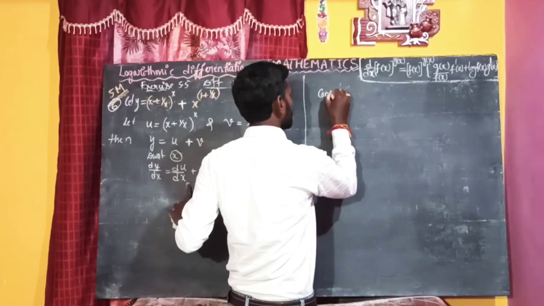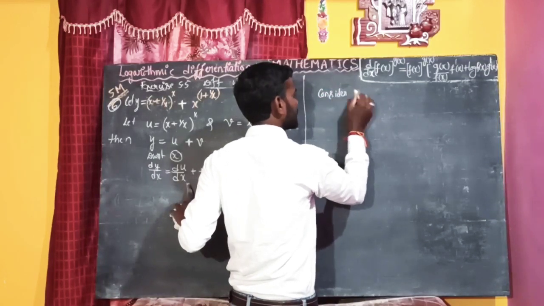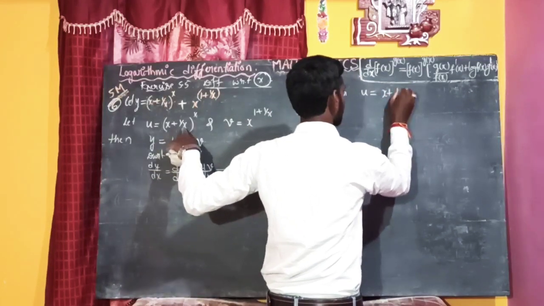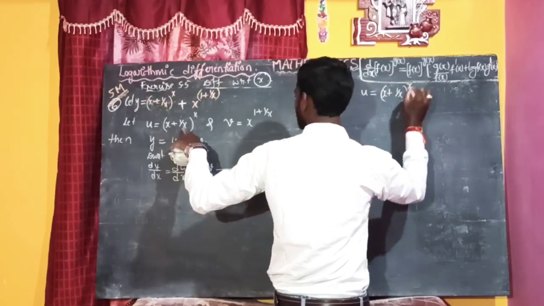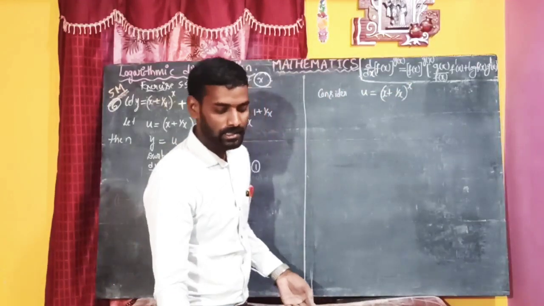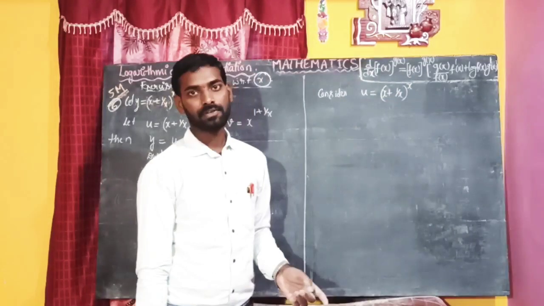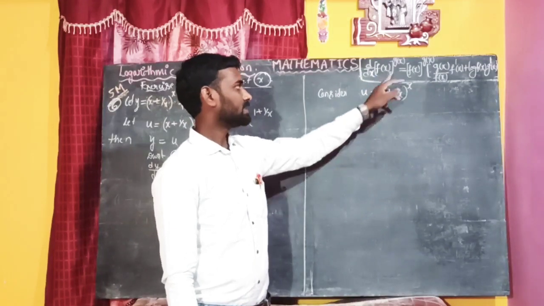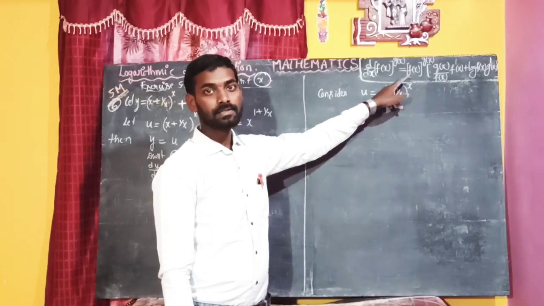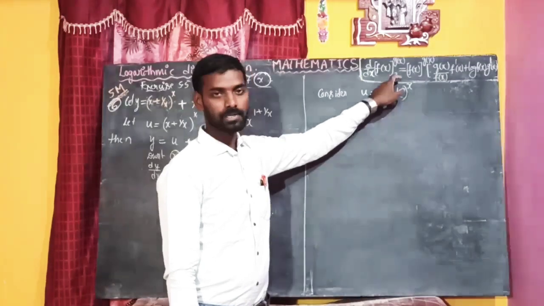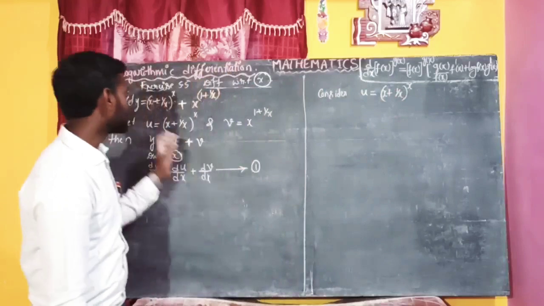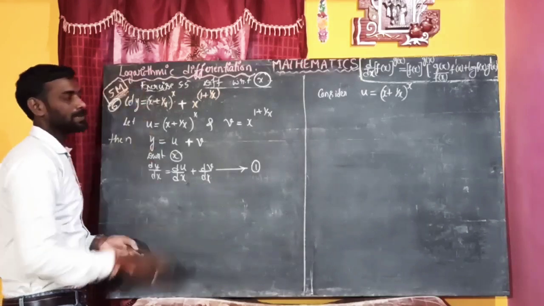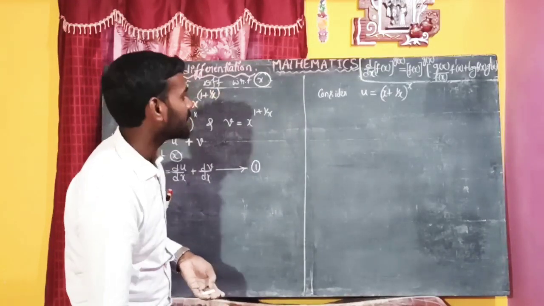Now for that, consider u is equal to (x plus 1 by x) to the power of x. Observe guys, this is of the form function to the power of function. For a 1 mark question you can use this formula to differentiate this function. But this is a 5 mark question, so you use this logarithmic differentiation procedure to find the derivative of this function.